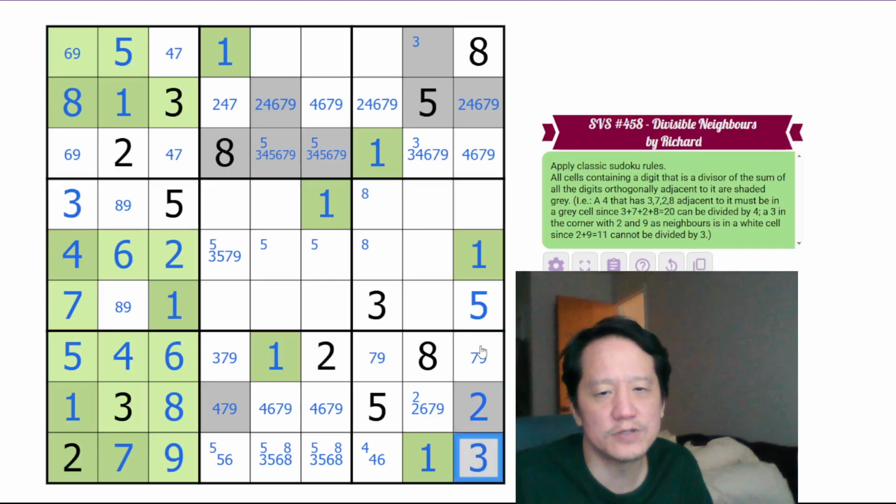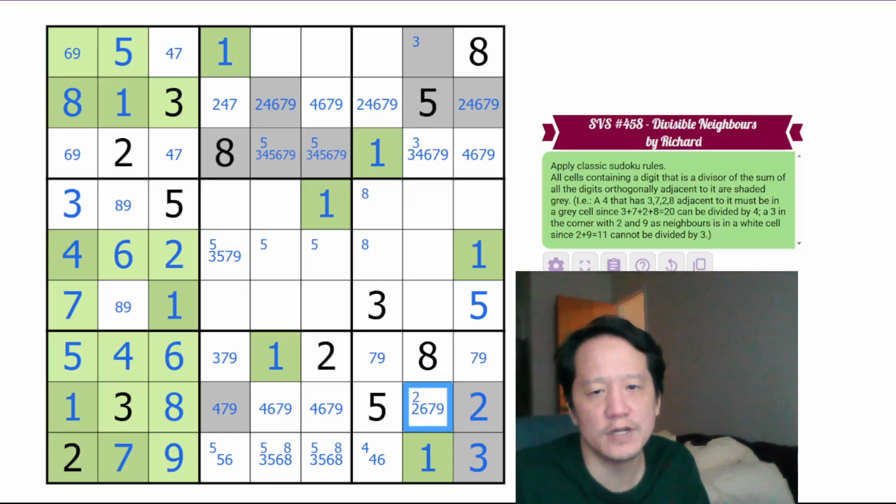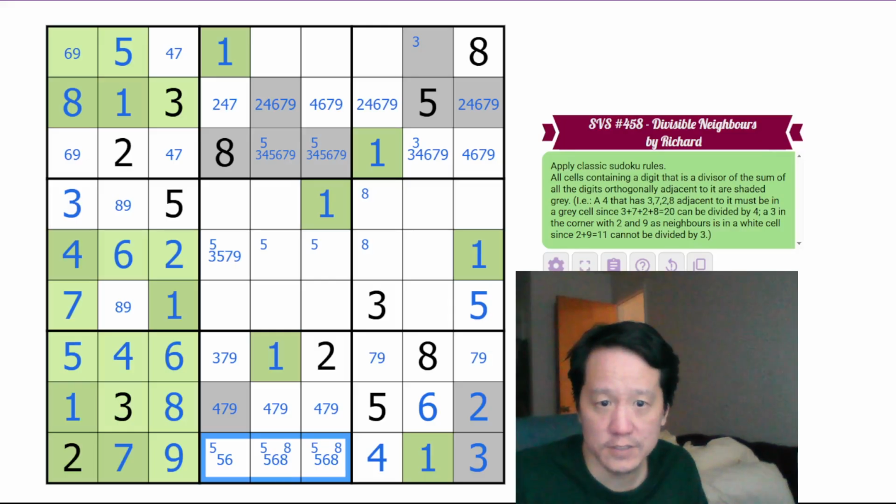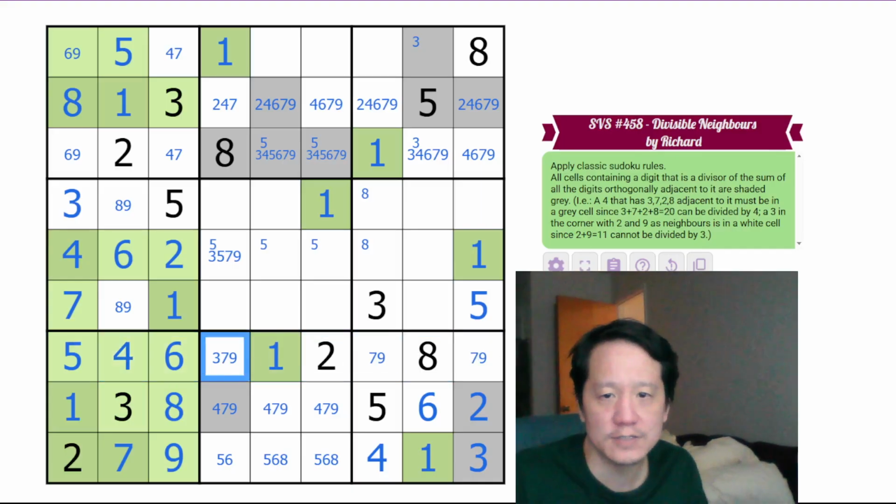Therefore, these are both odd. This must be even and is 6, which makes this 4 here. That eliminates 6 from the rest of the row here. No 3 here. So this is 5, 6, or 8. Where is the 3 then in row 7? It has to be here.